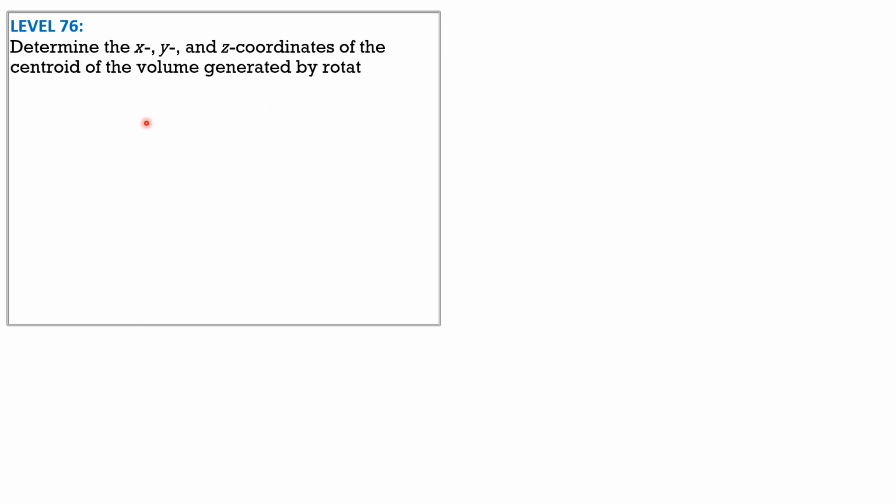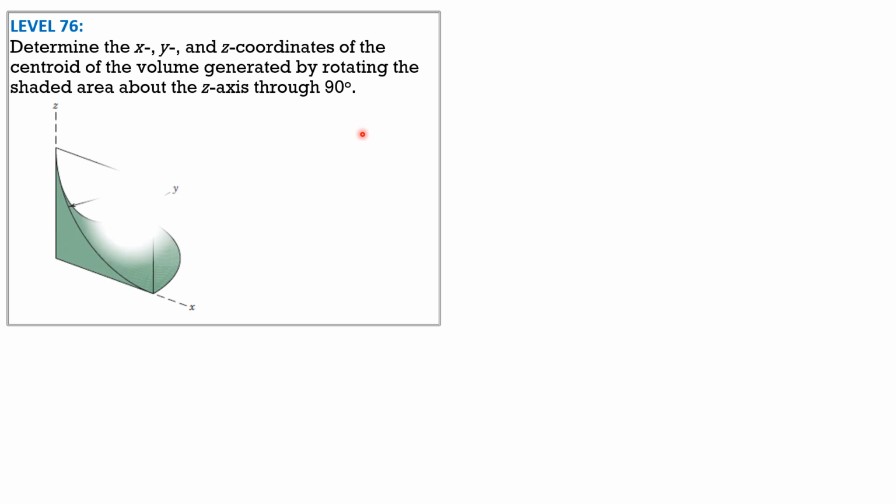Level 76, this is the last problem. Determine the x, the y, and the z coordinates of the centroid of the volume generated by rotating the shaded area about the z-axis through 90 degrees. So this is the shaded area to be revolved about the z-axis through an angle of 90 degrees.